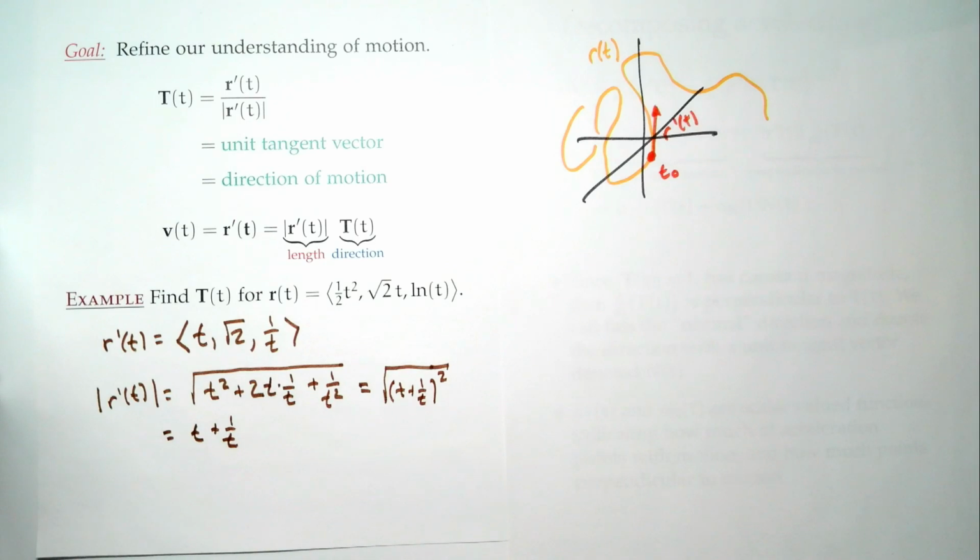Now, of course, after our last class, you're probably like, whoa, whoa, whoa. Now I'm going to throw absolute values everywhere. Okay, well, here we can assume that t is positive. They might say, why can we assume that?